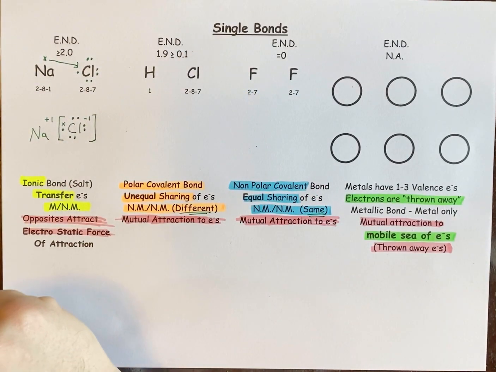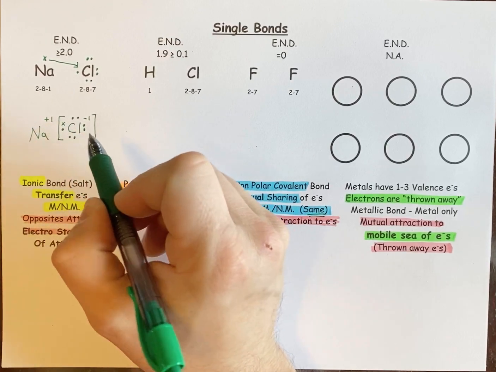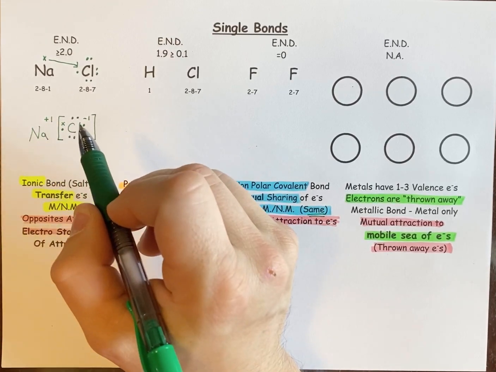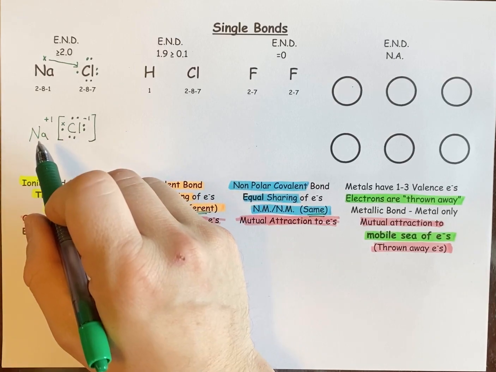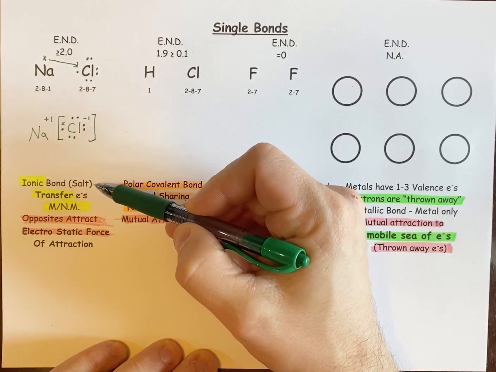Now, the reason we use the brackets is we are trying to show that this one extra electron that was sodium's now belongs to chlorine, and sodium doesn't have any claim on it, which is where the brackets come from. It's like a fence. All right, so this is called an ionic bond. It can also be called a salt.